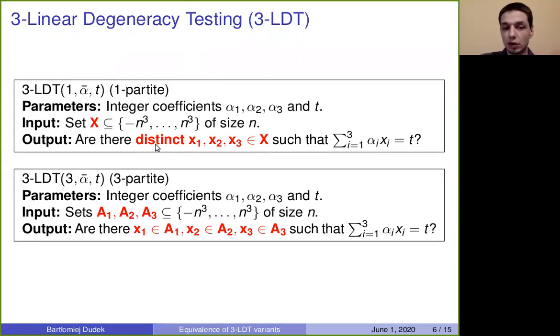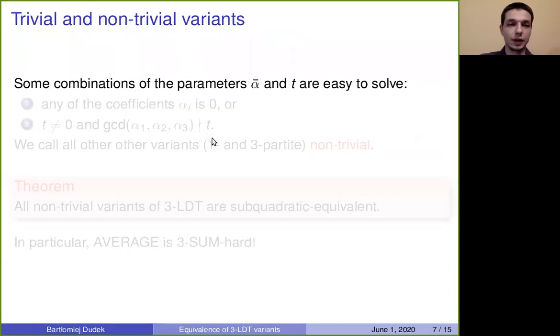And so these variants are very similar, but the difference is that we either have one set or three sets, and in one set we require that these elements are distinct, and in the free-partite variant we do not require that these numbers are different, because it may happen that these sets are not disjoint. Okay. So now let me define what are trivial and non-trivial variants.